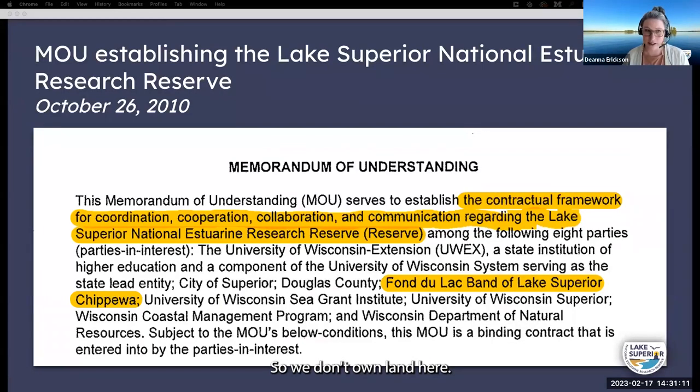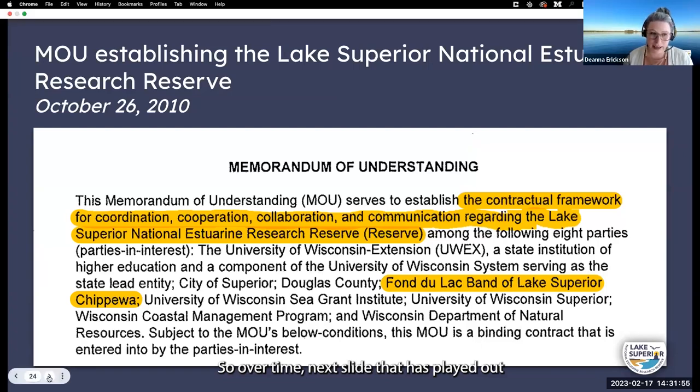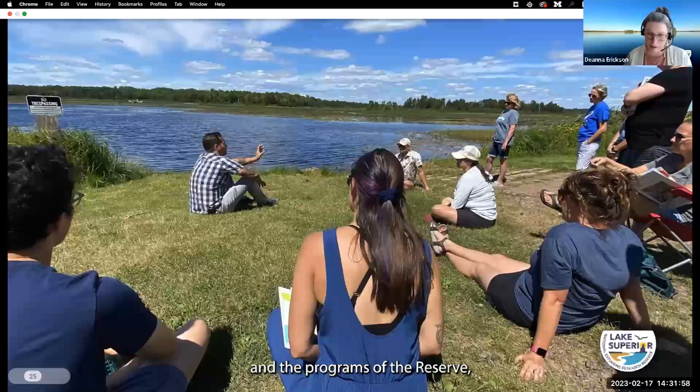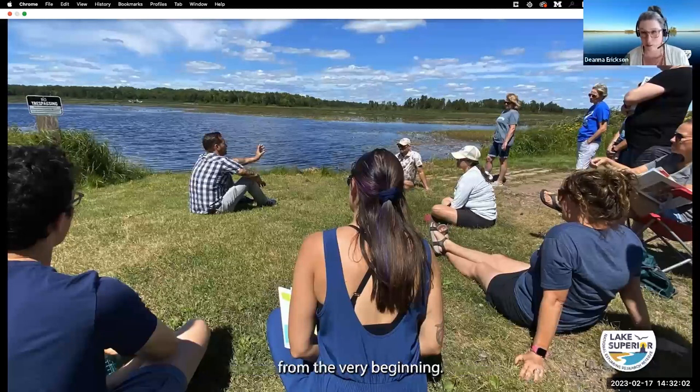So we don't own land here. Extension doesn't own land. The reserve is built through partnerships. We have federal agencies, state agencies, and the Fond du Lac Band as signatories to the document that makes my job happen. Because of that signatory status to our memorandum of understanding, Fond du Lac has a perpetual seat on the advisory board of the reserve, which means that they participate in advisory governance and help us develop our management plan from the very beginning. So over time, that has played out through the work of the reserve and the programs of the reserve, because we always have points of contact from the very beginning.